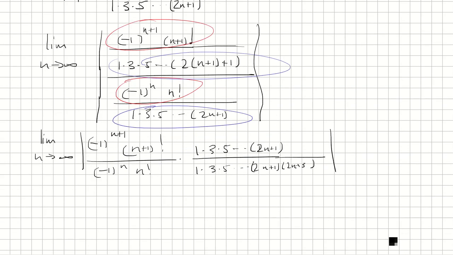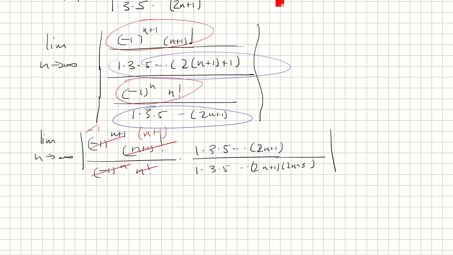First, we have n plus 1 factorial over n factorial. That's just going to be n plus 1. The negative 1 to the n plus 1 over negative 1 to the n would just be negative 1. But because you have an absolute value, that's just going to be positive 1. So I could just ignore that. So from the first fraction, we have n plus 1 left.